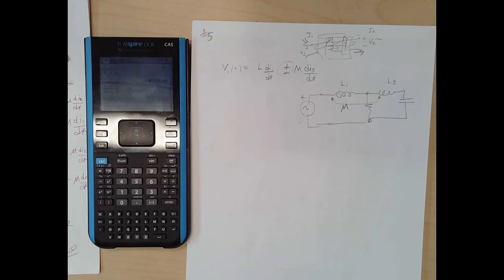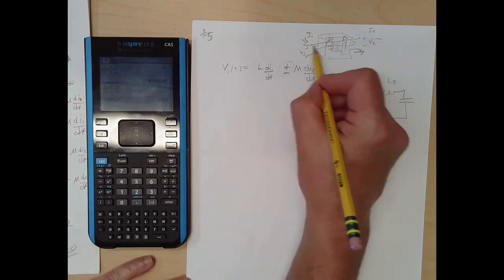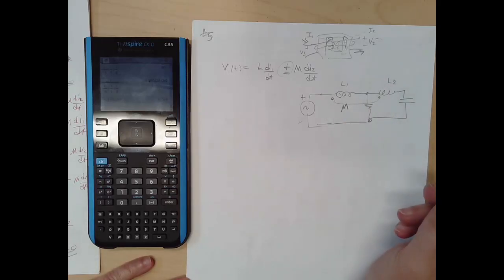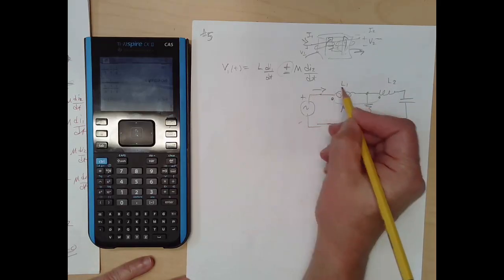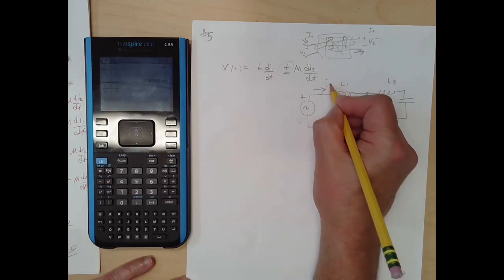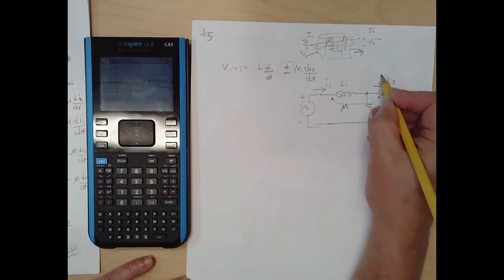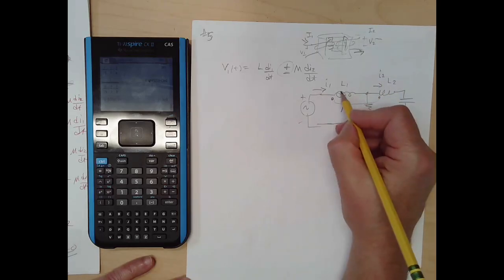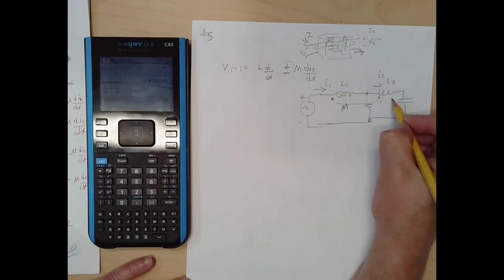It's a mutual inductance between the coils, and we keep track of how they're wound by where the dots are. All right, and so current into one dot, say this is I1, this is I2, current into one dot will cause a positive voltage at the other dot.